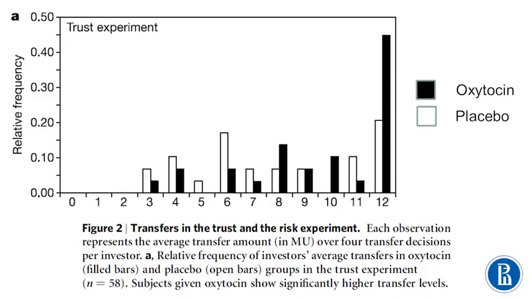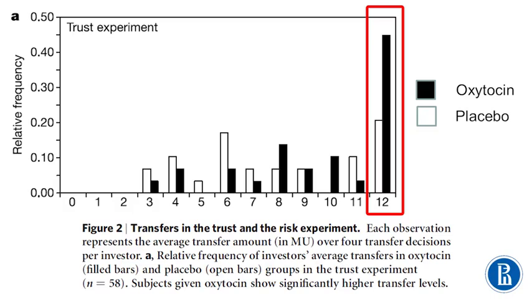If we look at the distribution of the average transfer amounts across subjects who got oxytocin, and in this graph the results are indicated by the black lines, they give much more maximum investment decisions. So they invest all their money to the trustee much more often. So oxytocin can stimulate trust during financial operations, during financial decisions. So our endocrine system modulates our decisions.